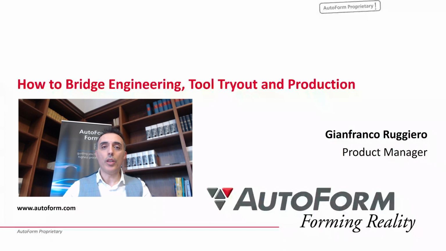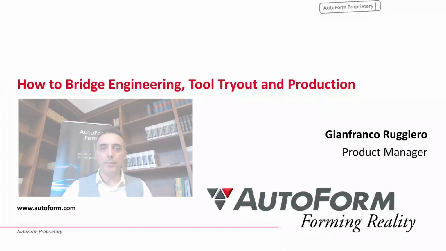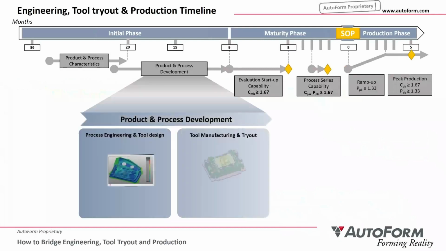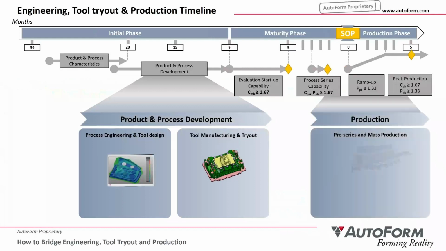Today we are going to talk about how to bridge engineering tool tryout and production in the complete sheet metal stamping process chain. If we look at the timeline of the complete process, we can easily place process engineering, tool design, together with tool manufacturing and the tryout in the step that is called product and process development. And then, more easily actually, we can place the mass production step in what is called production phase, together with the pre-series.